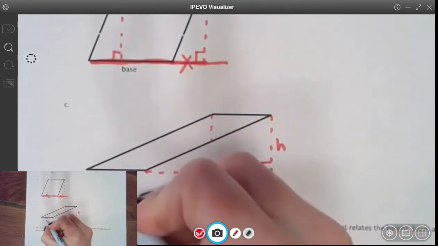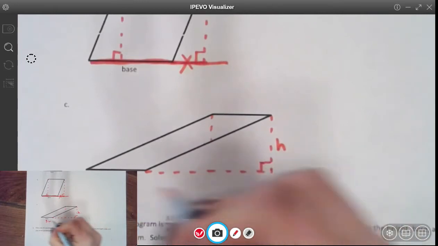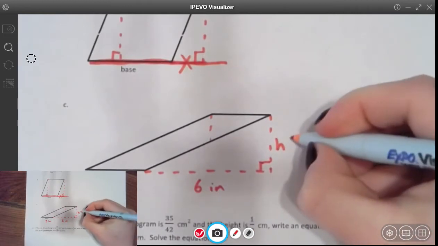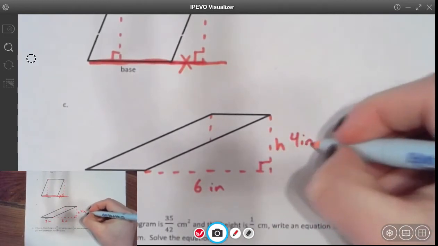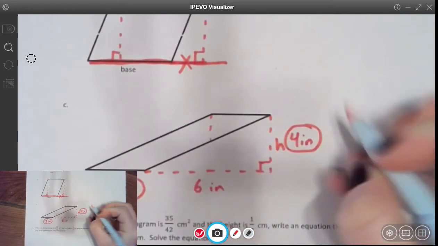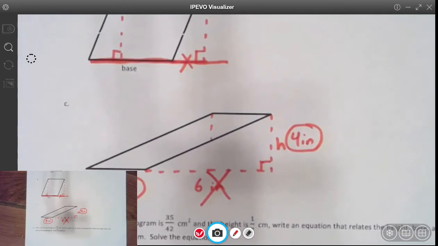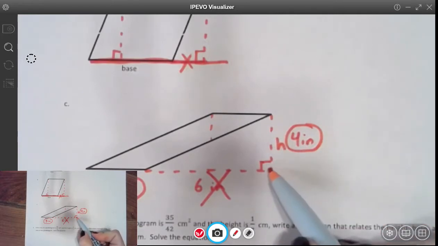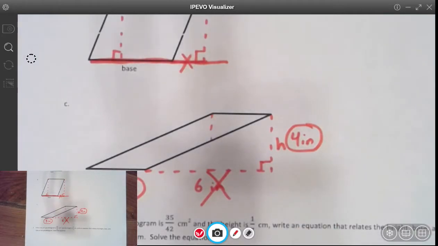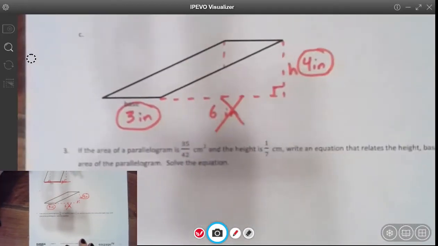So if we said that the length of this is 3 inches, the length of our extension is 6 inches, and let's say our height is 4 inches, this is the base and this is the height. This is not part of the base. This is just an extension that we drew so that we could accurately determine the height of this parallelogram. Then we're going to go ahead and look at one more kind of problem.